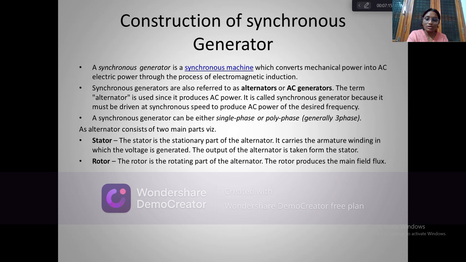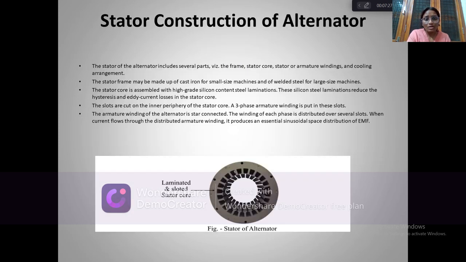The rotor, by the name, we can say it's some rotating thing. The rotor is the rotating part of the alternator. The rotor produces the main field flux. When we go deeper, starting with stator construction, the stator of the alternator includes several parts like the frame, stator core, stator or armature windings, and cooling arrangement.